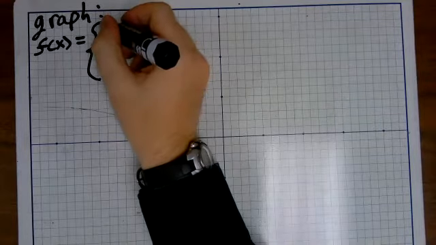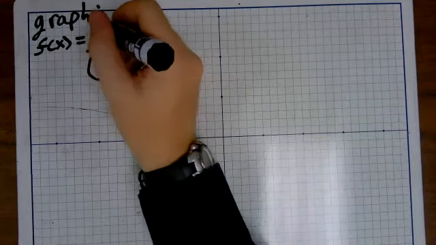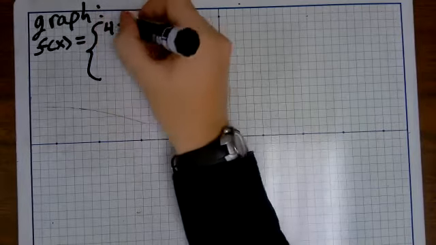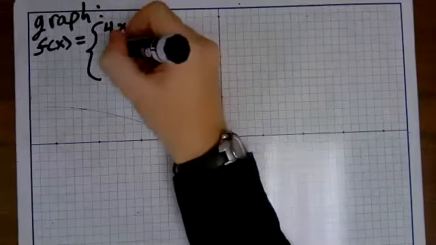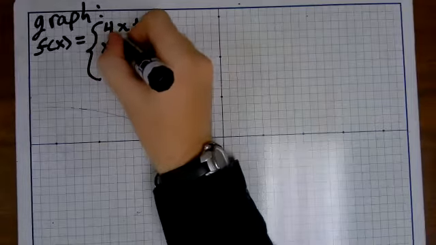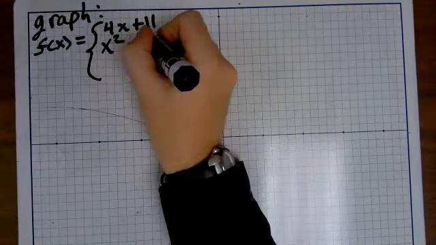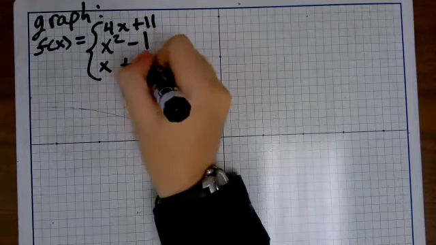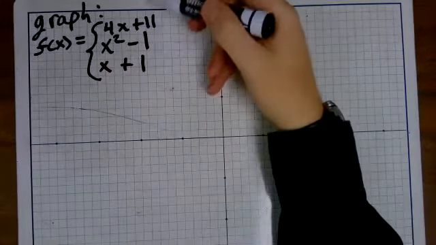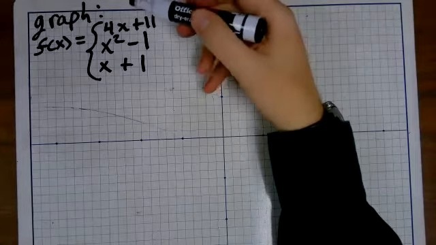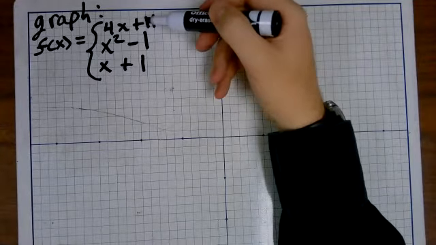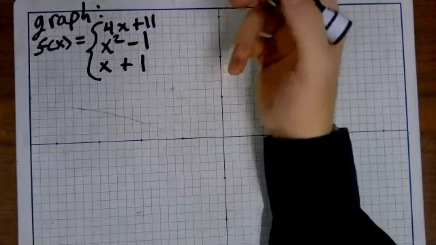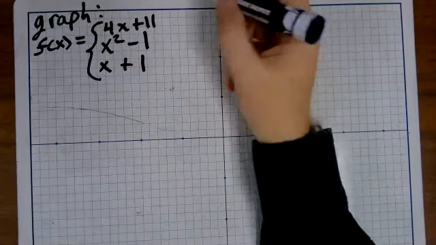Now this one is going to have three different sections. Our first section is going to be 4x plus 11. Our next section is going to be x squared minus 1, and then x plus 1. So in this one, we'll be able to get some help using the transformation stuff that we learned about the other day. Now, what about the intervals of each section?